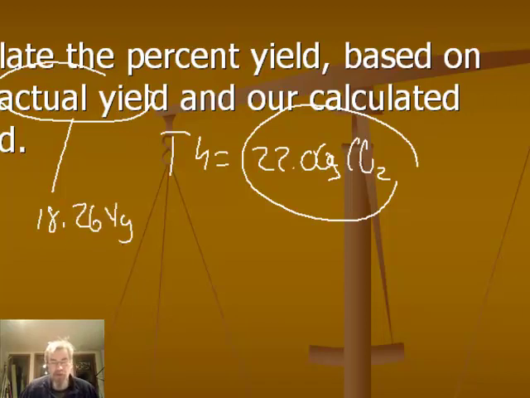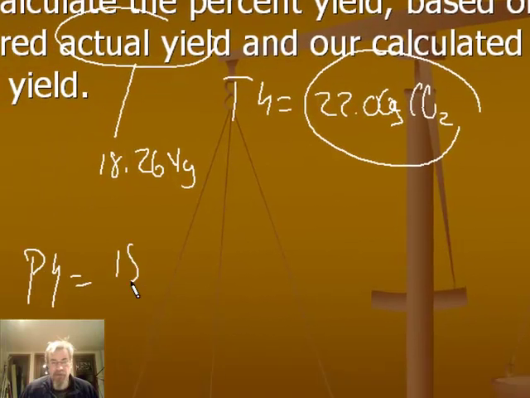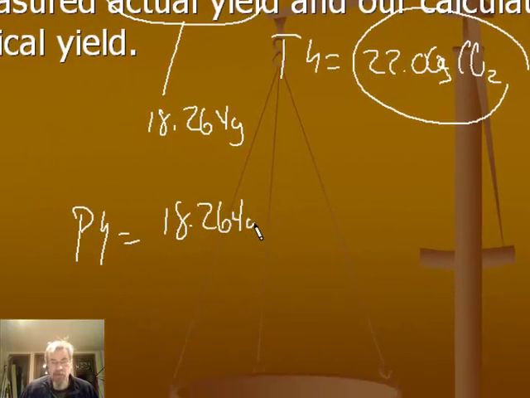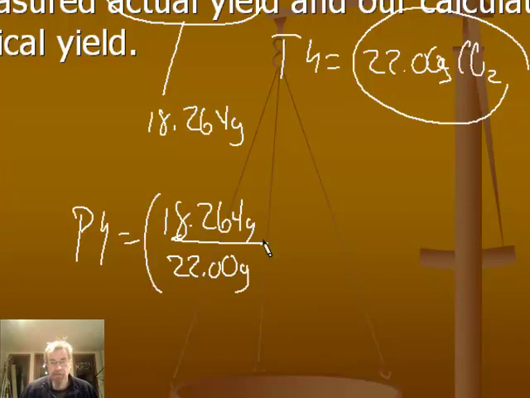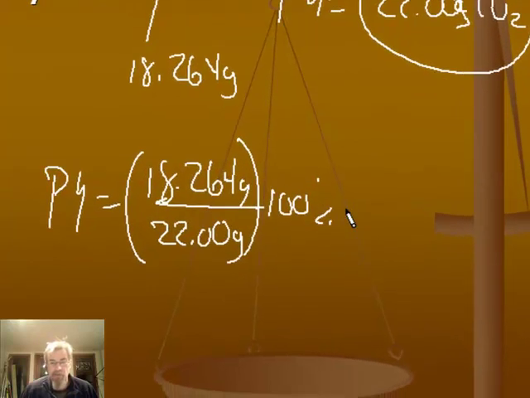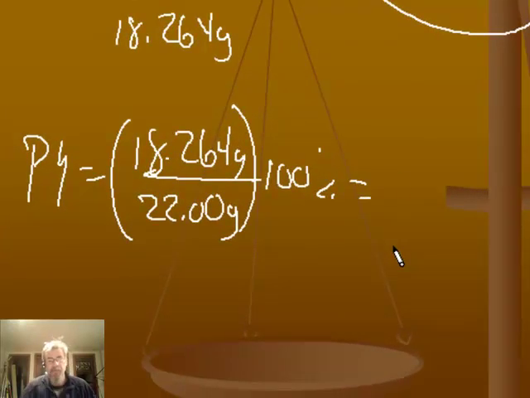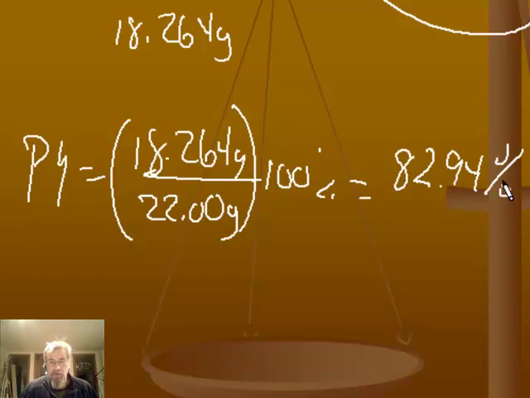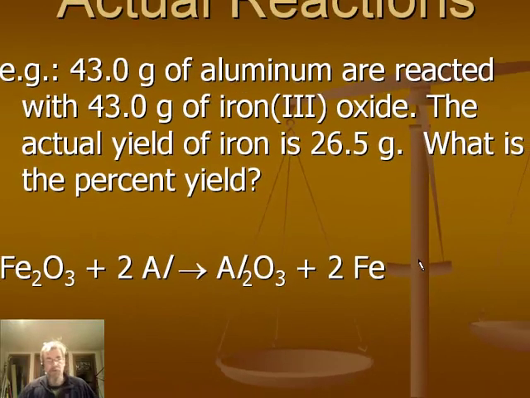18.264 grams. So our percent yield here is 18.264 grams divided by 22.00 grams, and then expressed as a percent by multiplying by 100. We need to round this off to 4 significant figures, and we get 82.94%. Here's another problem.